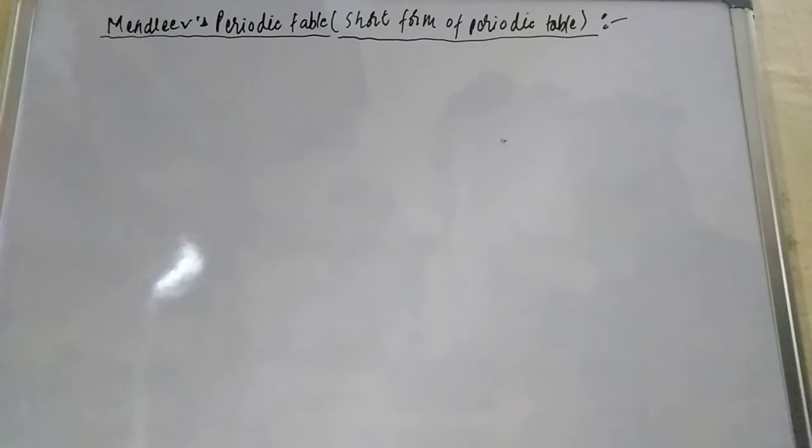Now the next periodic table, friend, is the Mendeleev periodic table. First we studied the triads model, then the Newland octave rules, and then the Lothar-Meyer curve also. Now the next one is the Mendeleev periodic table. This is the true periodic table that has been discussed in our syllabus.